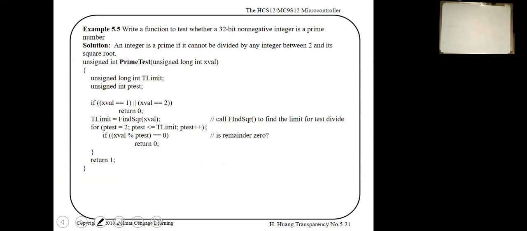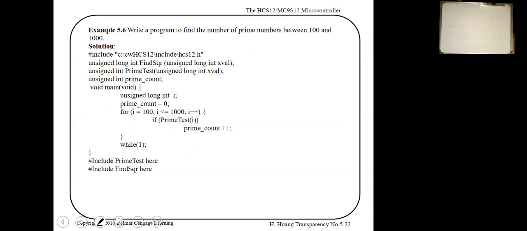Another example, test whether a 32-bit non-negative integer is a prime. So this is the code to test whether a number is a prime or not. The function is called prime test. It returns an unsigned integer value. Here it returns 0 or 1. Write a program to find the number of prime numbers between 100 and 1000.